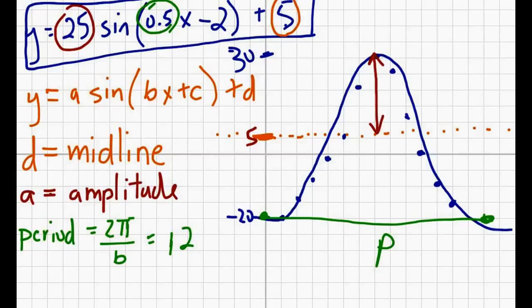And in this case, the context of the question makes sense because we did the monthly temperatures from January to December. So that means by the time we go from January back to January, we have gone 12 months. So it makes sense that our period is 12 in this case.